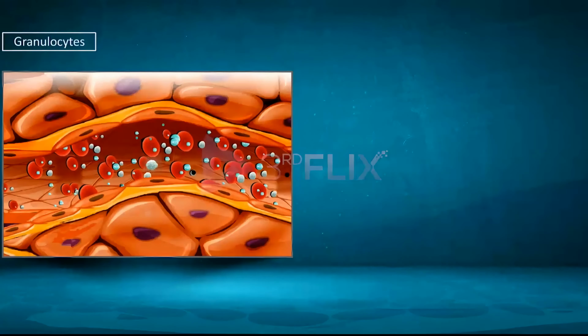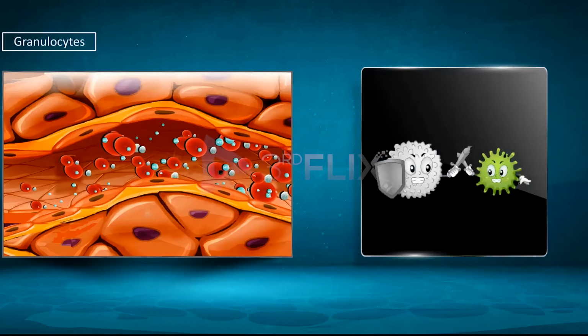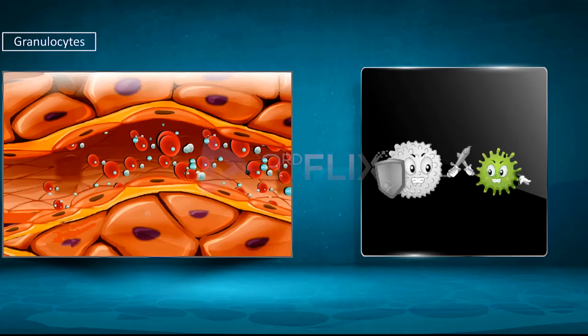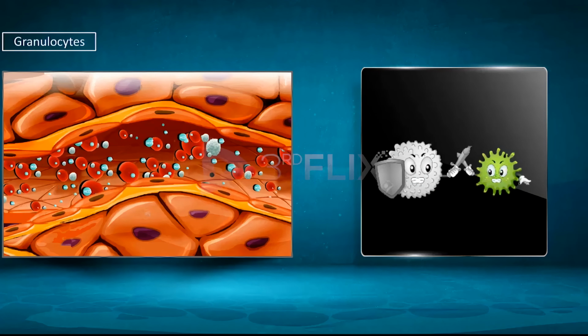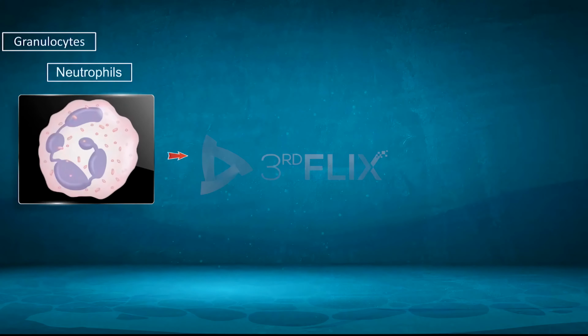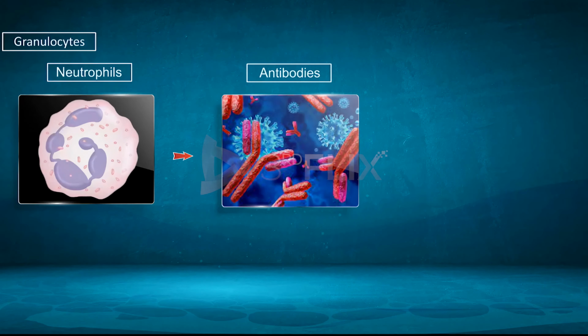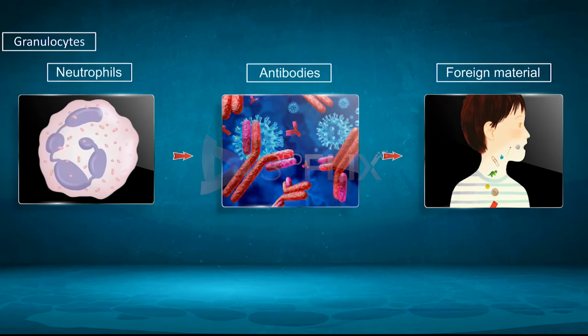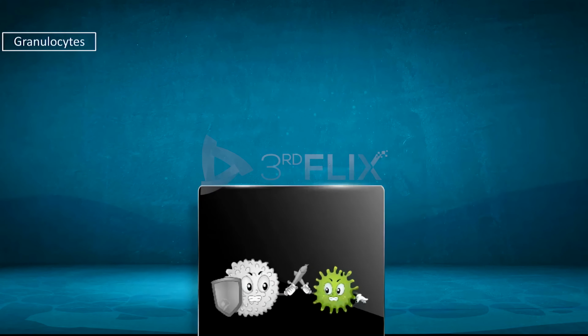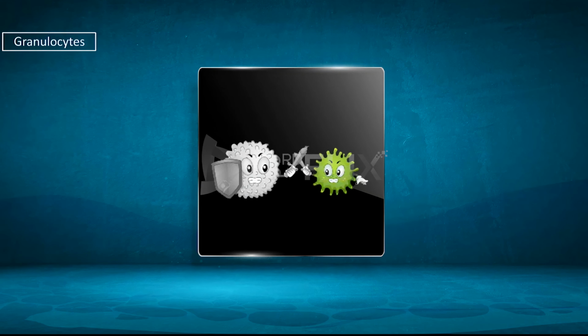They fight and destroy the microorganisms that enter the blood. Neutrophils secrete antibodies that fight against any foreign material that enters into the blood. Hence, they are also known as a microscopic policeman. Some WBC die while fighting the foreign bodies and come out of the body as pus.